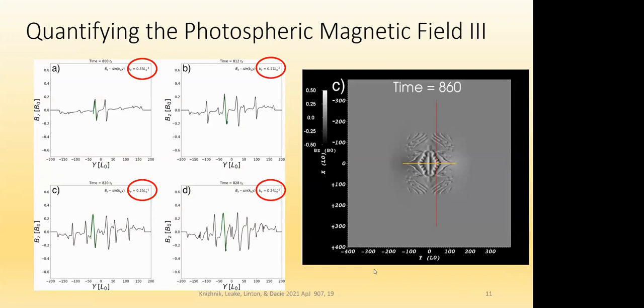So what we can do is quantify this by plotting the BZ at the photosphere in our simulation. Let's say across this yellow line, if we plot BZ, you can see it as a function of the coordinate and as a function of time, and then we can decompose it into its modes and find a fastest growing wave number, which is circled here in red. So it's about 0.3 per photospheric scale height.